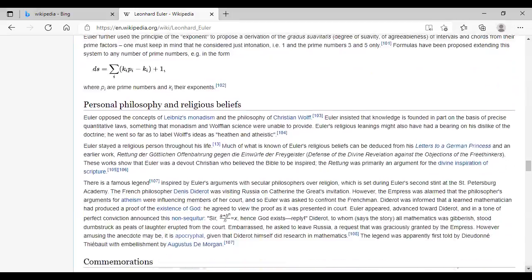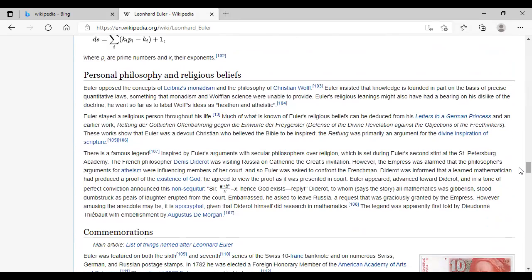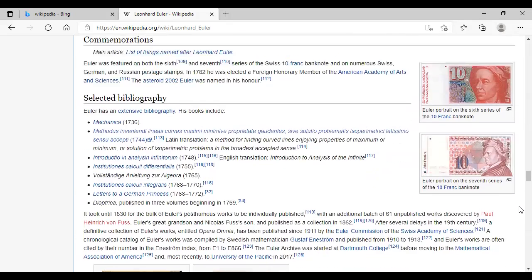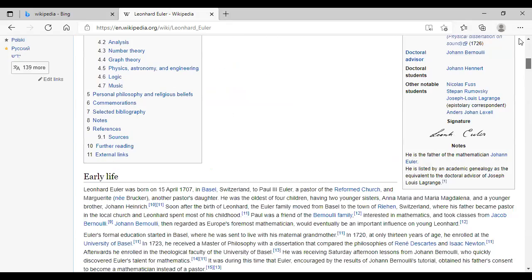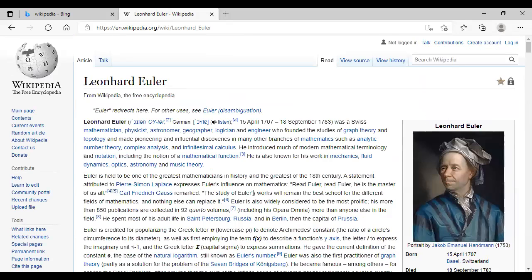He also wrote letters to a German princess, which were literal letters, but they were so well written that they were compiled into a textbook, and they were used as a teaching tool for like 100 years. And he also published some of the biggest textbooks of the time on calculus and analysis. I always like reading about the great mathematicians, because their intellect was almost like a superpower. It was documented that he could do math in his head up to 50 decimal places. So that's pretty cool.